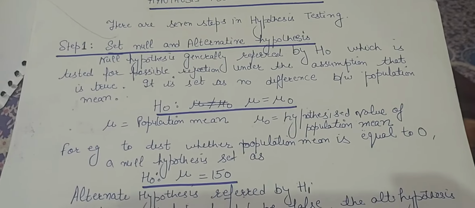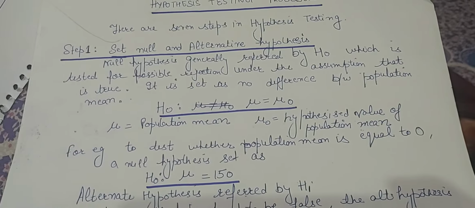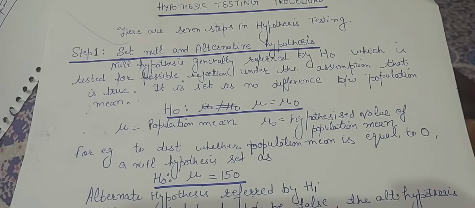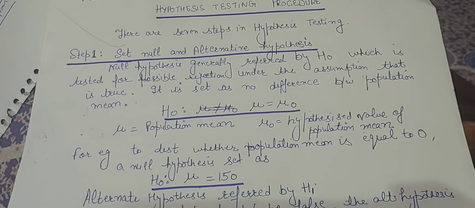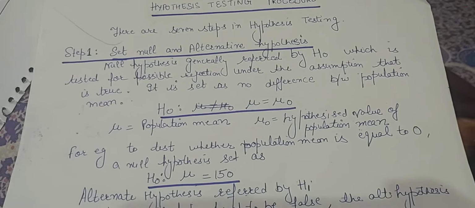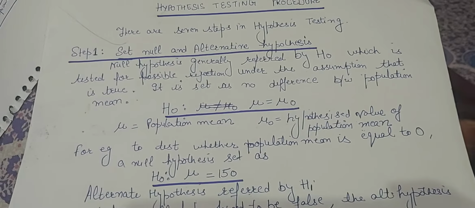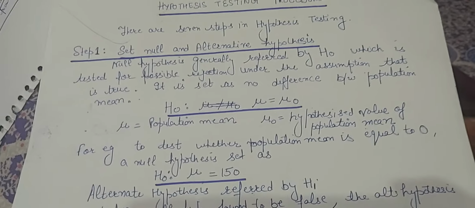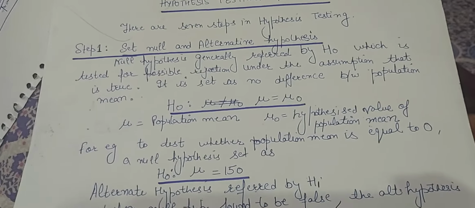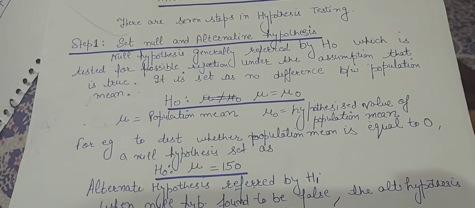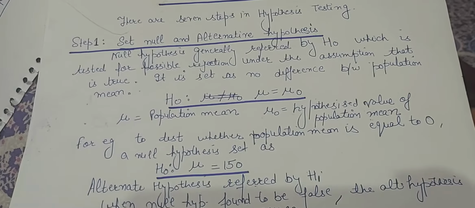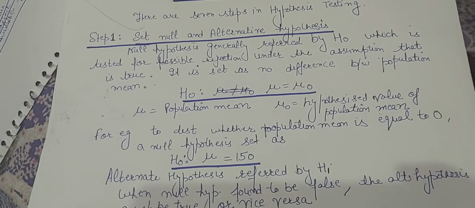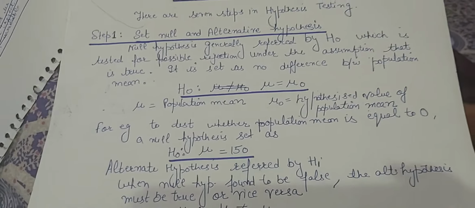We have already discussed null and alternative hypothesis a lot of times in the class. The null hypothesis is generally referred to by H naught, which is tested for possible rejection under the assumption that it is true. We are here setting the null hypothesis that there is no difference between population means. So H naught would be mu equal to mu naught, where mu is the population mean and mu naught is the hypothesized value of the population mean.